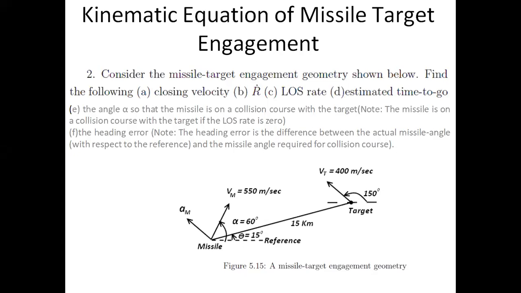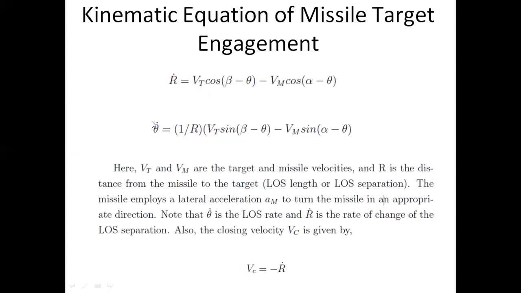So what will be the formula for closing velocity? Vm cos(alpha minus theta), right? See, this is the direct formula, right? That R dot is equal to Vt cos(beta minus theta) minus Vm cos(alpha minus theta).